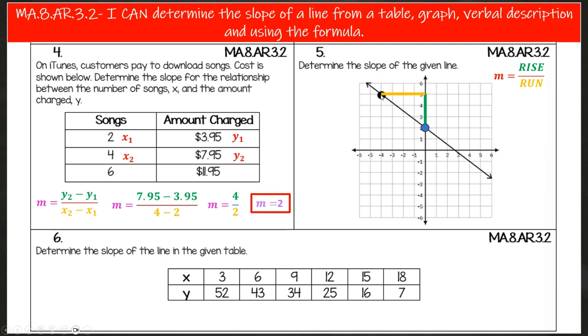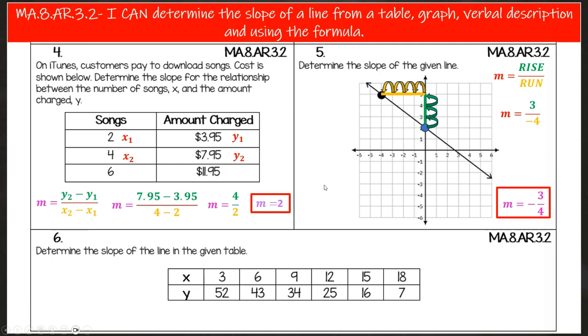How many times did we go over? 1, 2, 3, 4. So my slope would be a positive 3 over negative 4, which simplifies just to be a negative 3/4. So the slope of this graphed line is negative 3/4. You could have also gone down 1, 2, 3 and over 4, 1, 2, 3, 4, and that would have put you right here. Either one of those points would have been acceptable to use for this line.